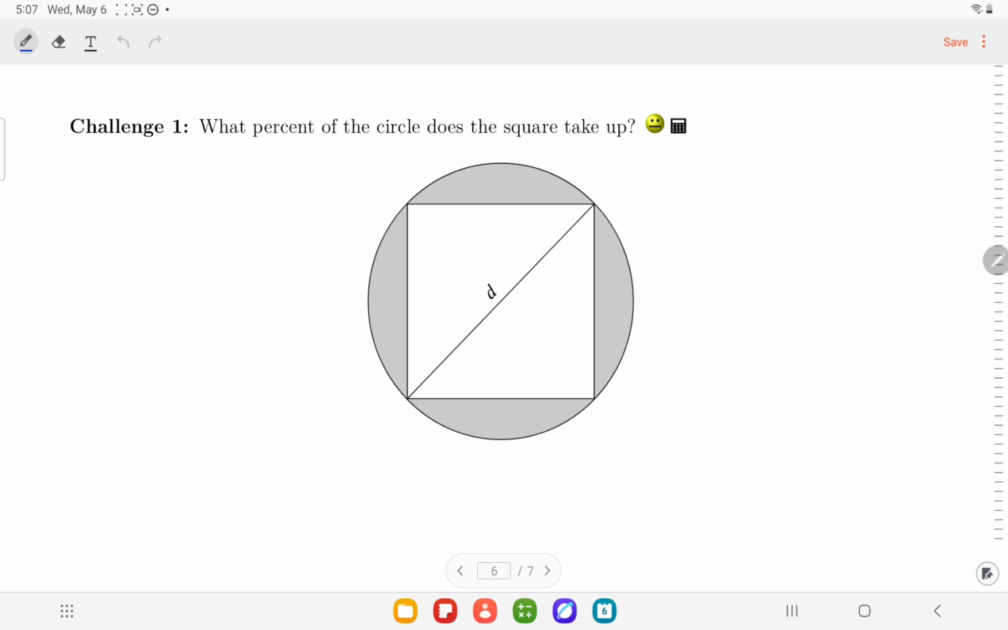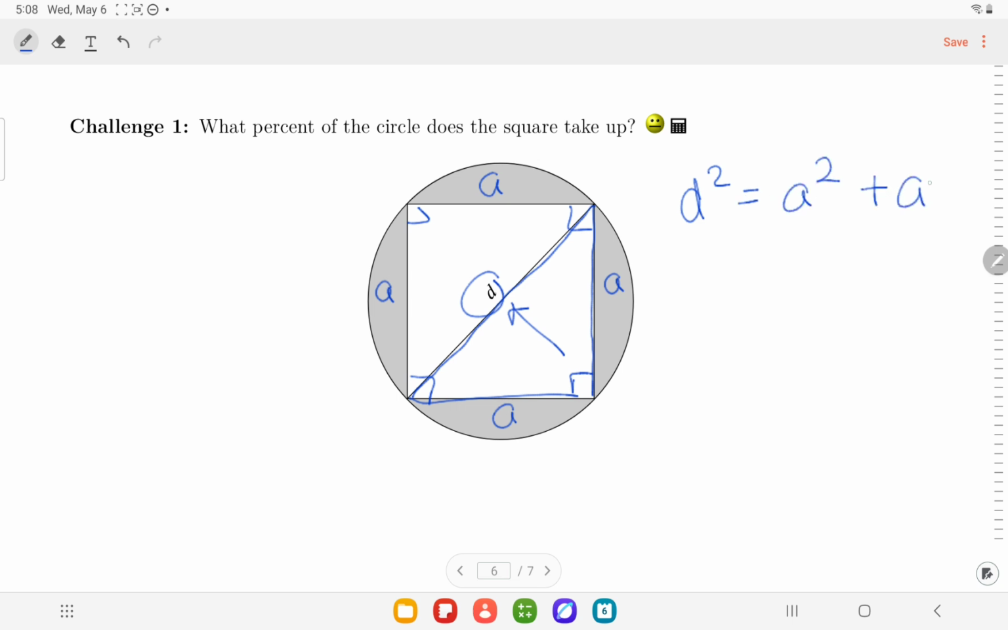So this question here is a little bit trickier because there are no numbers yet until you find the actual percentage. So we're working with variables. So we see here that this line right here is the diameter. And we can name the sides of the square as A. These are all the same. And since we know that this is a square, we know that all of these are right angles. So we can use the Pythagorean theorem to write an equation. We know that our D is the hypotenuse. So D squared is going to be equal to A squared plus A squared.